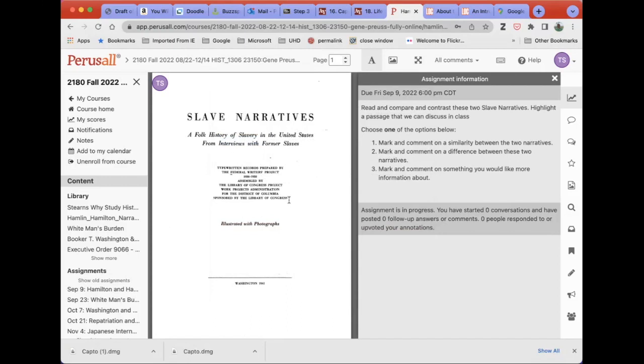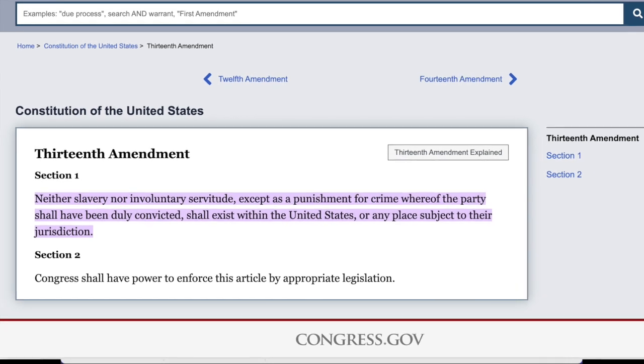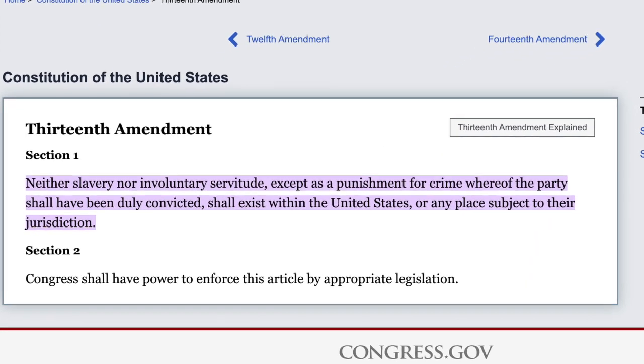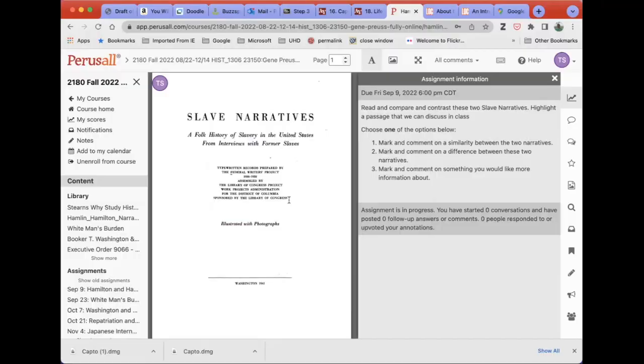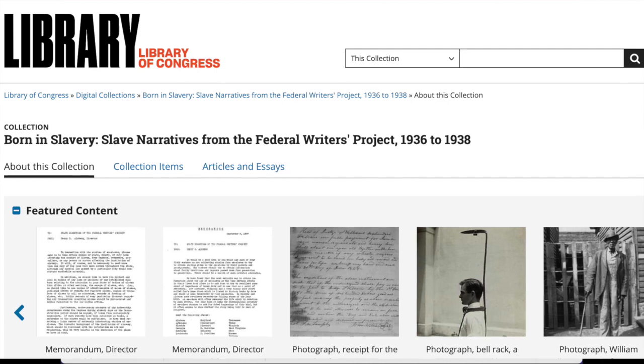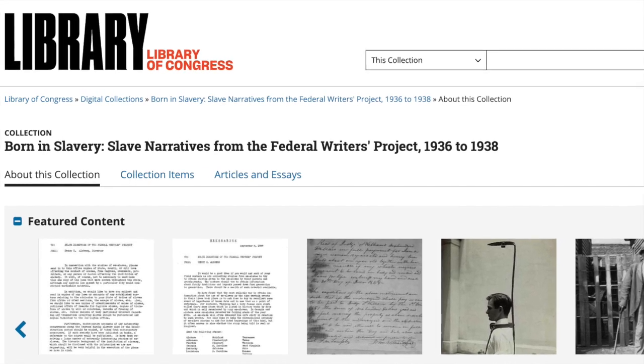And let me tell you a little bit about the slave narratives. Slavery ended in 1865 with the 13th Amendment to the U.S. Constitution. In 1935, some 70 years later, the federal government, because of the Great Depression, was looking for ways of employing writers. And they stumbled upon a project that a couple of historically black colleges, Prairie View A&M and Southern University in Louisiana, had begun a few years before.